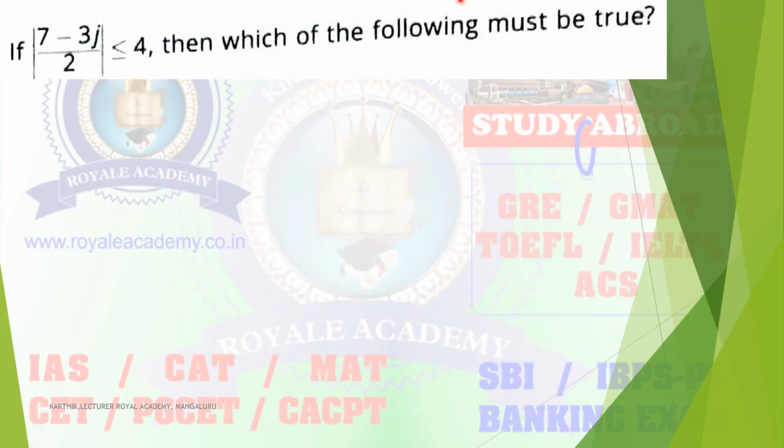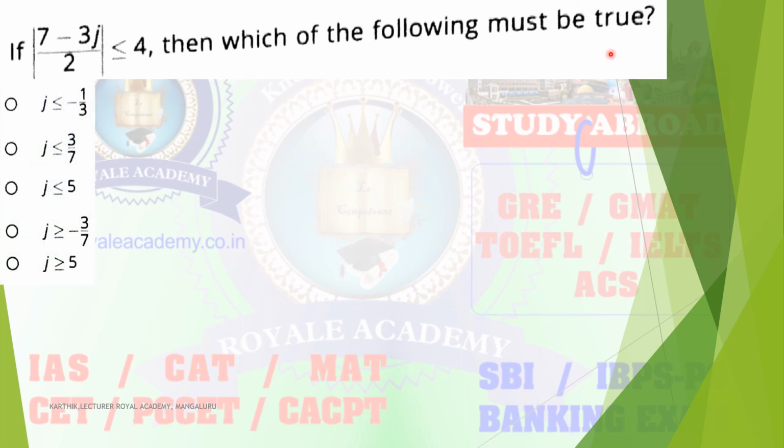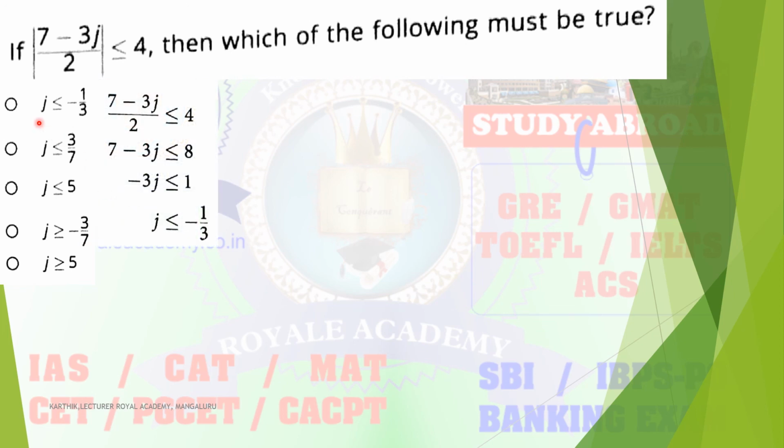Next question. The modulus of (7 minus 3j) divided by 2 is less than or equal to 4. Then which of the following must be true? You have to determine the expression. So these are the options. So how to determine the option? So the modulus is there, so that (7 minus 3j) divided by 2 is less than or equal to 4.